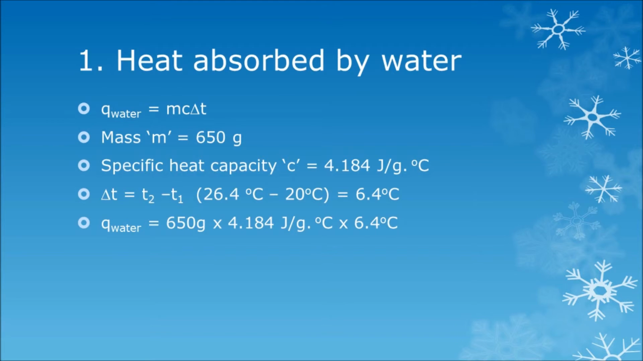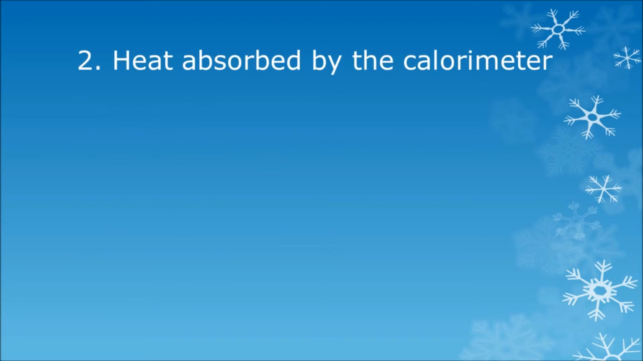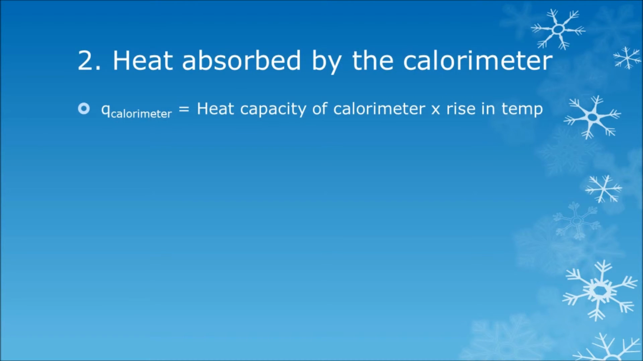Therefore, Q water is equal to the product of the three numbers. That's about 17,405.44 joules. The second part of the calculation is the heat absorbed by the calorimeter. Q calorimeter is equal to the heat capacity of the calorimeter times the rise in temperature. Like I said earlier, heat capacity means specific heat capacity times mass. So it's a single value here. Times the rise in temperature should give you the heat absorbed by the calorimeter.